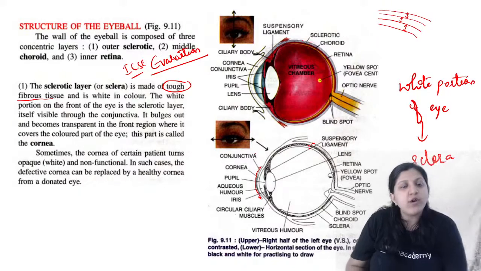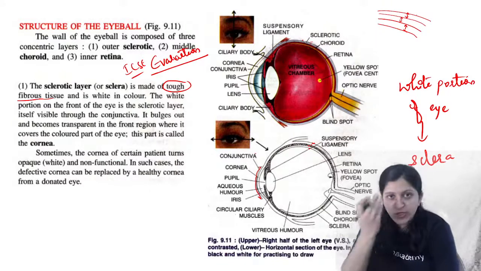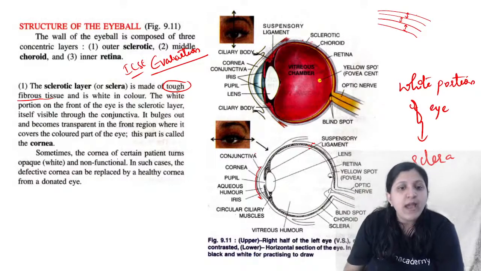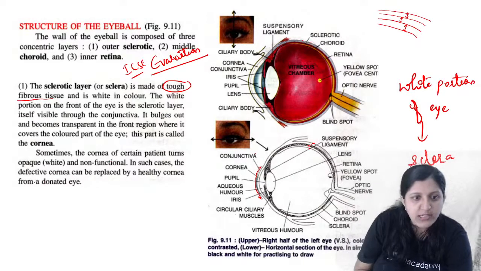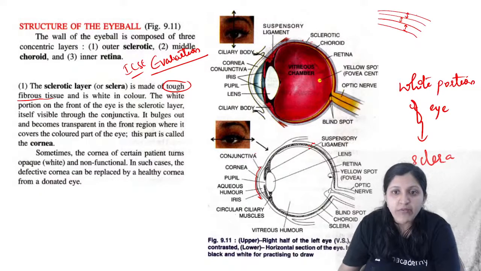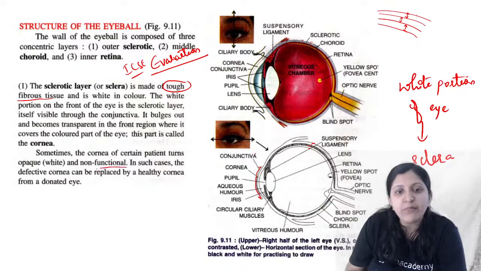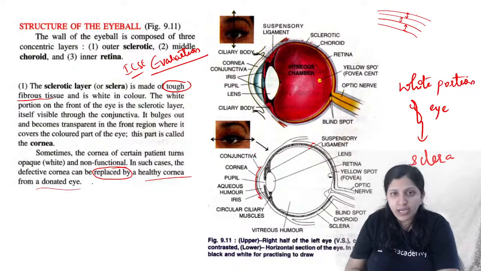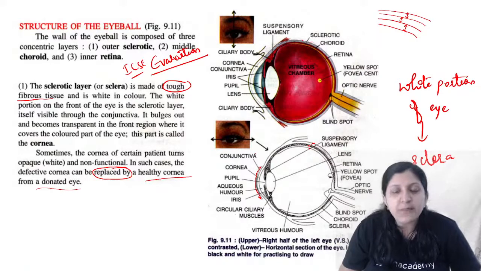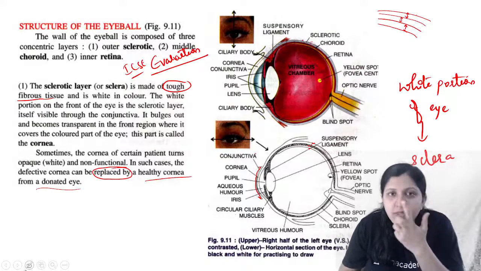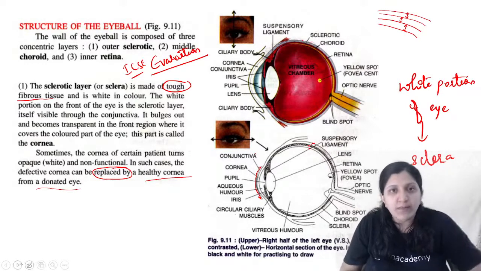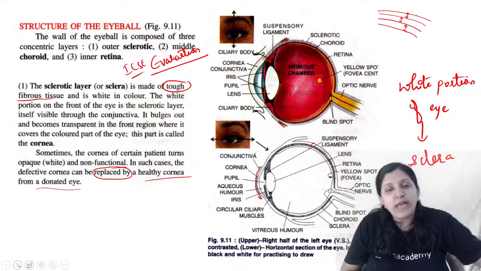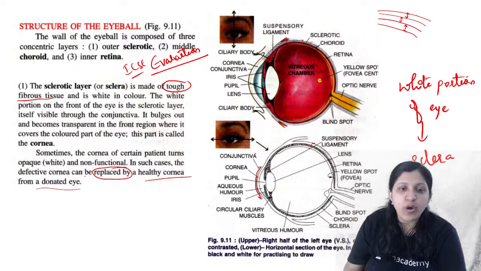Sometimes the cornea of a certain patient turns opaque, so it turns white and it is non-functional. Whenever there is a defective cornea, it can be replaced by a healthy cornea from a donated eye. Let's say somebody is donating an eye, we can take up this cornea part which is working in a healthy individual and give it to a blind person.